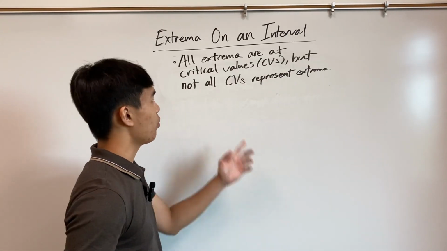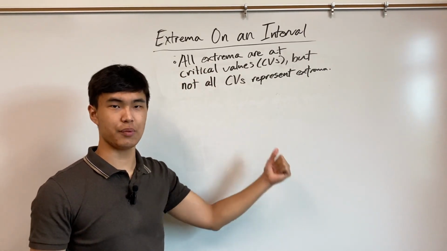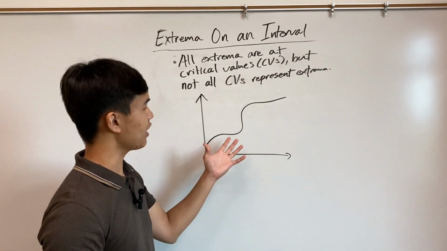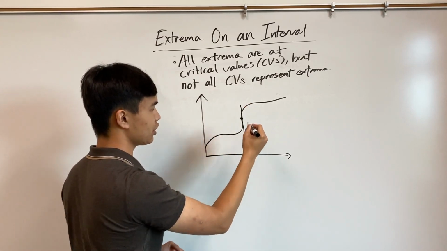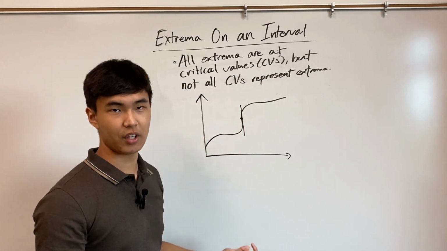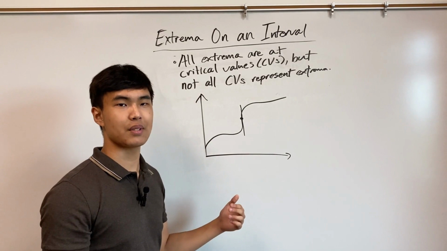It's also important to know that while all extrema are critical values, not all critical values represent extrema. And this mainly has to do with the case where the derivative is undefined. We're going to consider the graph right here. At this point, the tangent line to the graph is vertical, so the derivative is undefined. But we see that it's not a minimum or a maximum of the function. So this still is a critical value of the function, but it doesn't represent an extrema.